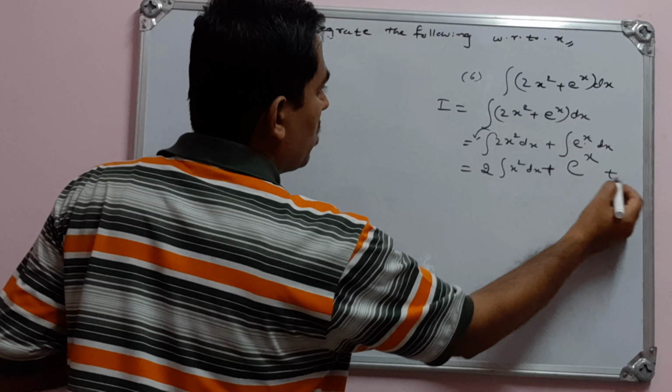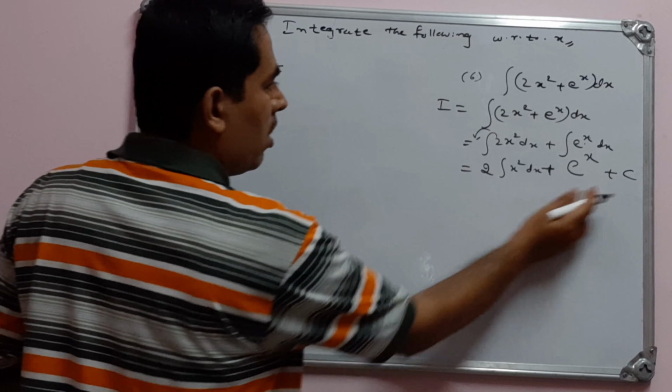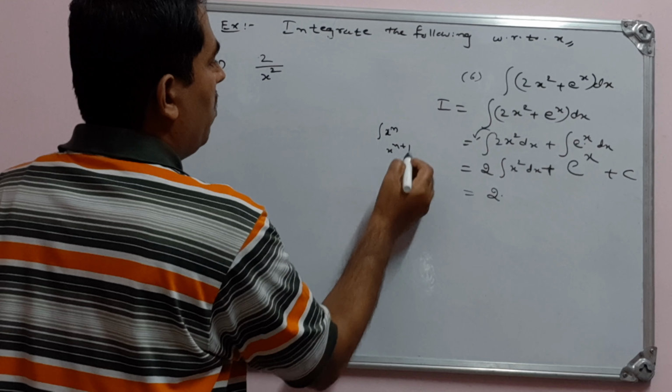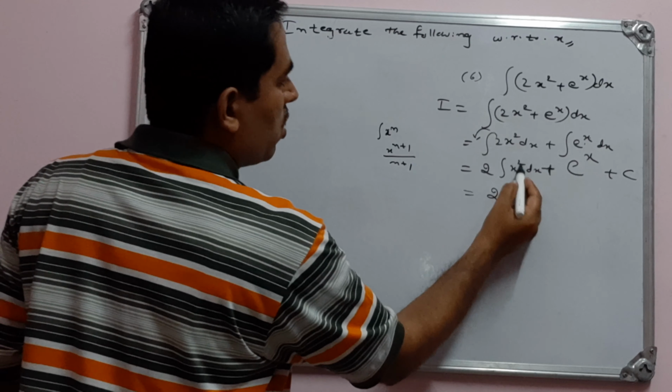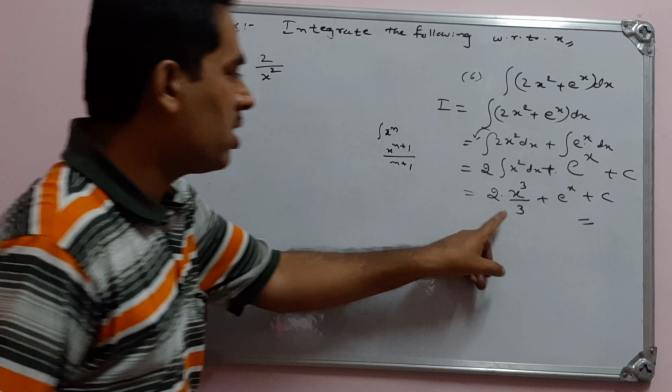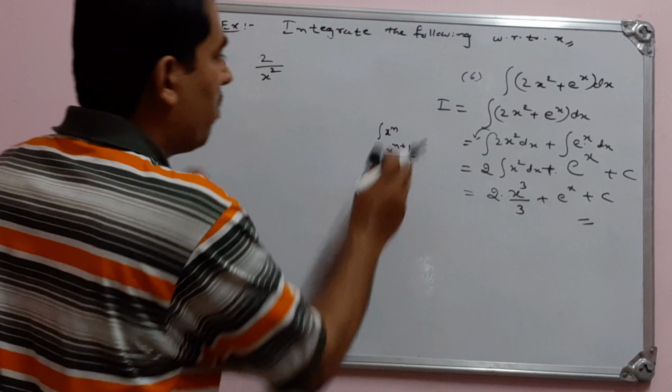See, once the integration is over, you write the constant sign. One c will be written only. Okay, 2, write it as it is. Then integration of x square, use the power rule. So integration of x to the power of n is what? X to the power of n plus 1 divided by n plus 1. So that will be x to the power of 2 plus 1, that is 3, divided by 3, plus this e to the power of x, I will write it as it is, plus c. Our integral is 2x cubed divided by 3 plus e to the power of x.